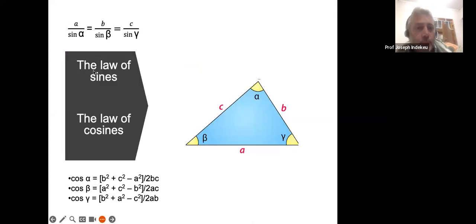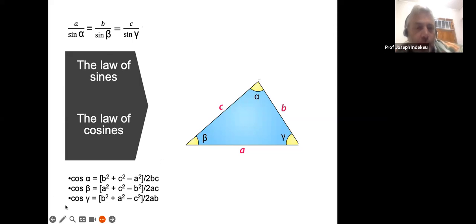Good. Once you have completed that exercise, you will notice that in this triangle, as in every triangle, the law of sines and the law of cosines can be applied. And I've written them down explicitly. So for example, the ratio of this side A to the sine of this angle alpha here equals the ratio of B to sine beta and the ratio of C to sine gamma.